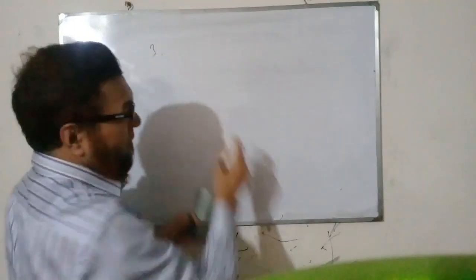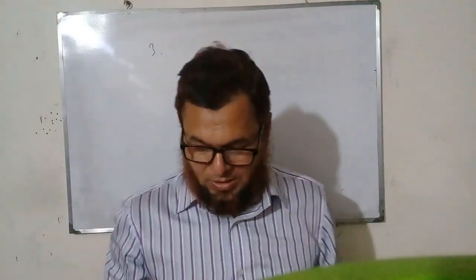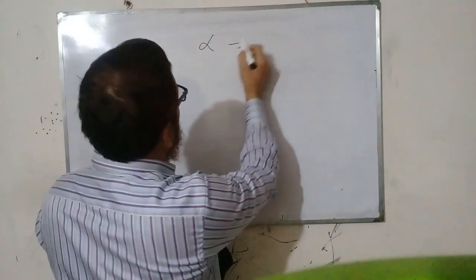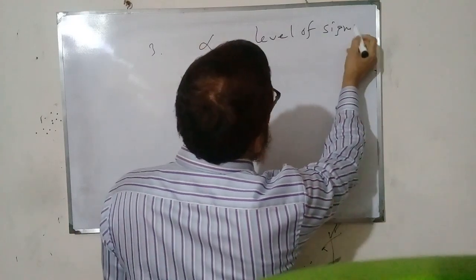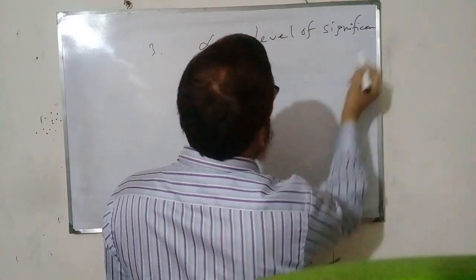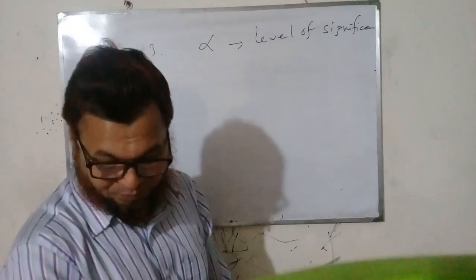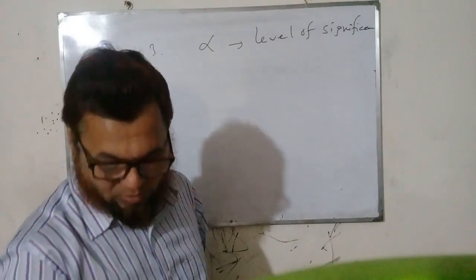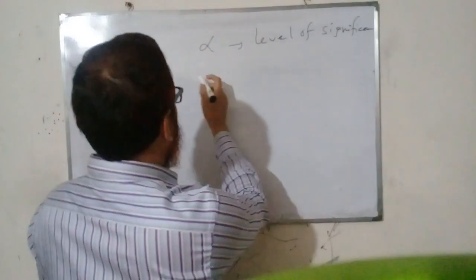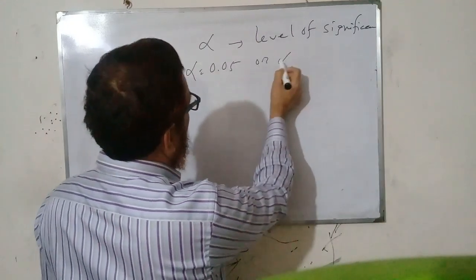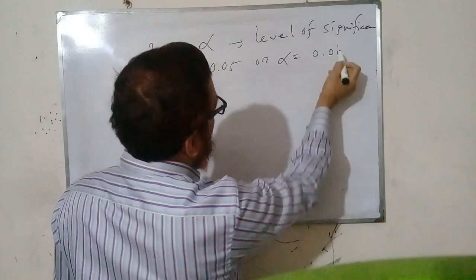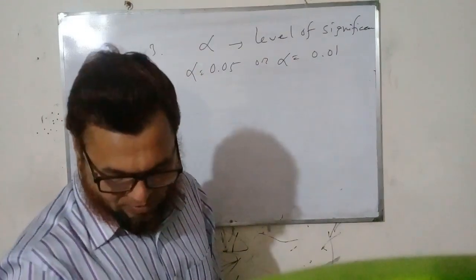Number 3, fix up level of significance alpha. This is level of significance. In most cases, it may be 0.05 or 0.01.